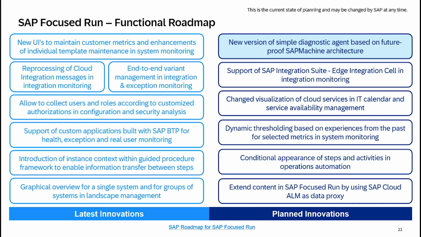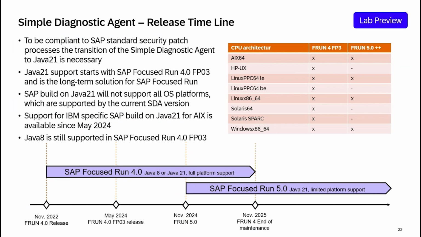Starting with a new version of the simple diagnostics agent that is necessary. So this means that if we want to be compliant to the SAP standard security patch process, the transition of the simple diagnostics agent to the Java 21 version is necessary. Currently we are on Java 8 here, and the Java 21 support starts with Focused Run 4.0 feature pack 3. This is the actual release.